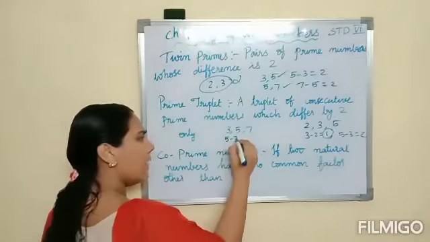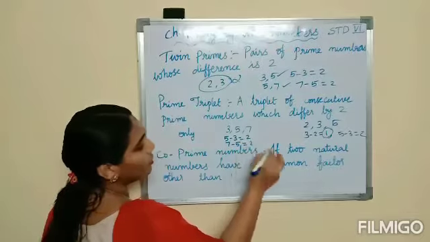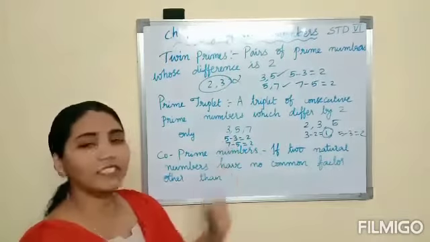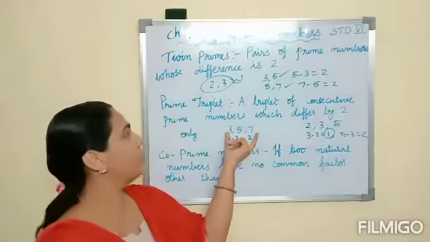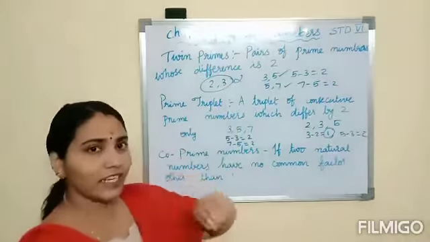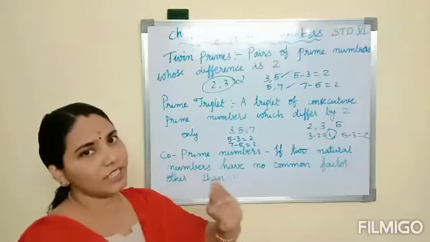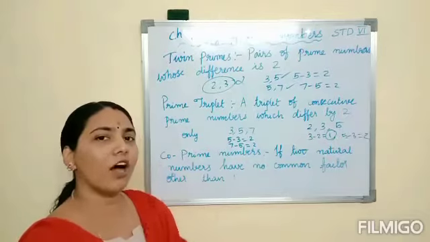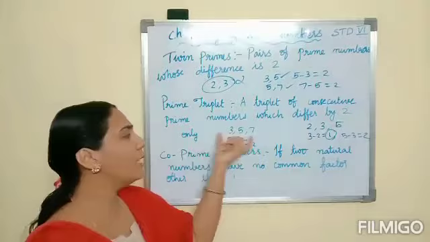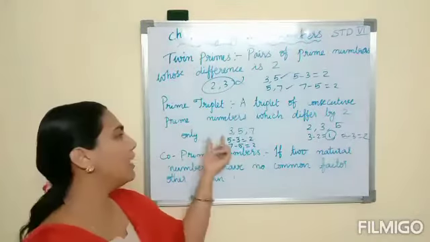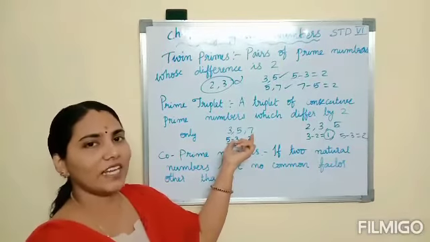What about here? If you are taking 5 minus 3 is equal to 2 and 7 minus 5, what will you get? 2. Okay. So here both the differences we got as 2 only. So that kind of numbers is called prime triplet. So what is a prime triplet? We have to take 3 consecutive prime numbers and check the difference between consecutive numbers. If the difference you got is 2, that kind of prime numbers are called a prime triplet. Okay, so in the whole number system, the only prime triplet is 3, 5, 7. You can't find any other prime triplet.